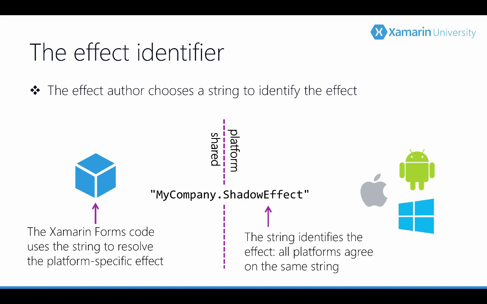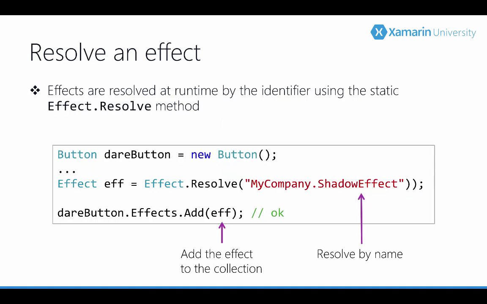So how does the shared Xamarin.Forms code find the platform-specific effect? Well, it's resolved by a unique ID defined in the platform-specific code. And the ID consists of two parts, the company name and the effect name. So to apply an effect to an element, we need to resolve the effect. And this comes down to an effect resolution API. The simplest way to create an effect is to use the static Effect.Resolve API and pass in the effect identifier.